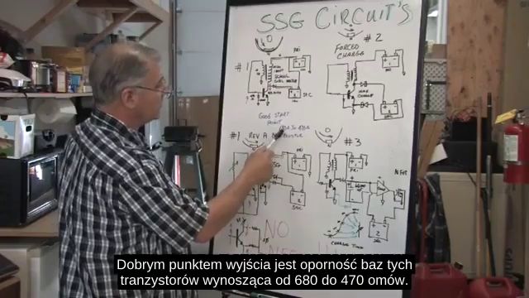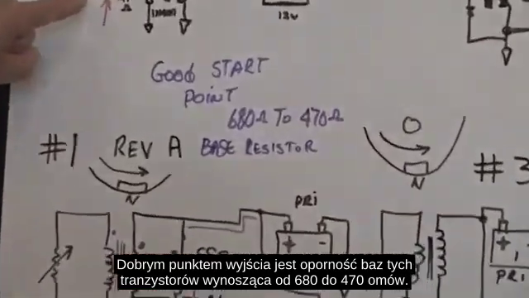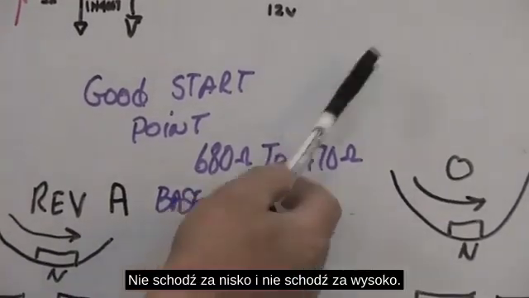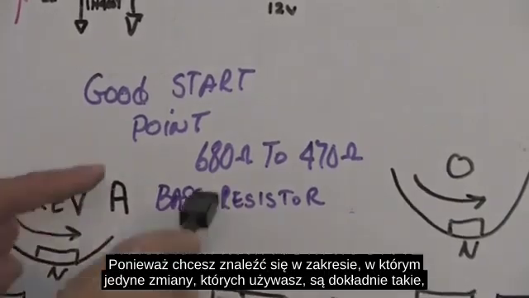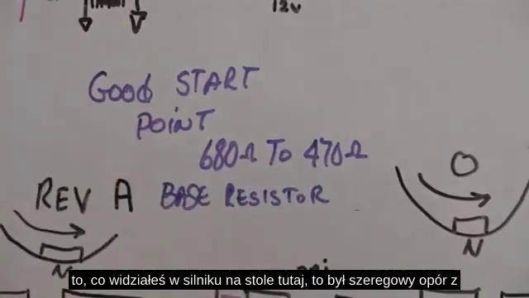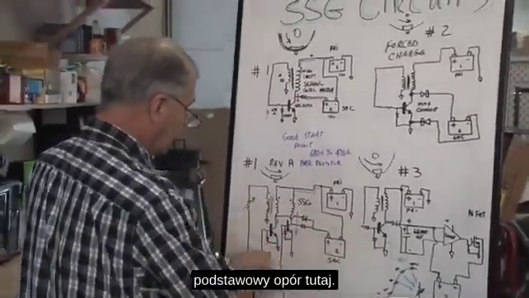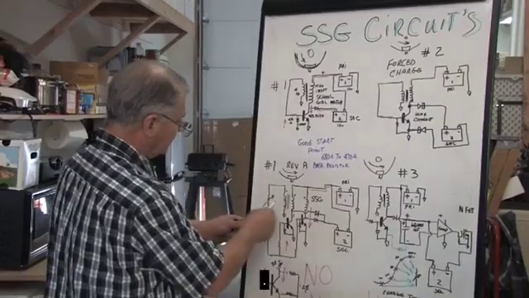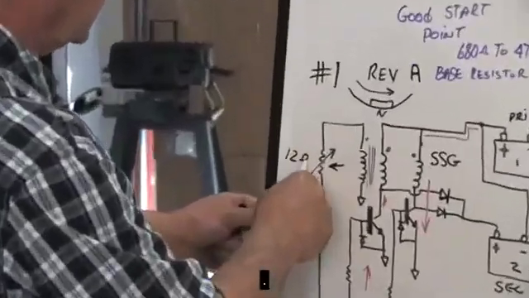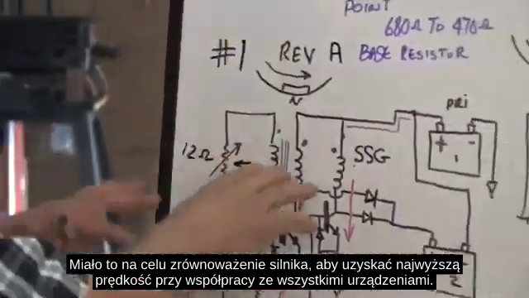A good starting point is between 680 and 470 ohms on the base of these transistors. You start there. Don't go too low and don't go too high, because you want to be in a range where the only adjustments that you're using is exactly what you've seen in the motor on the bench over here, which was a series resistance with the base resistance right here. And you saw my series resistance was 12 ohms. And that was to balance out the motor to get the highest speed with all the devices.